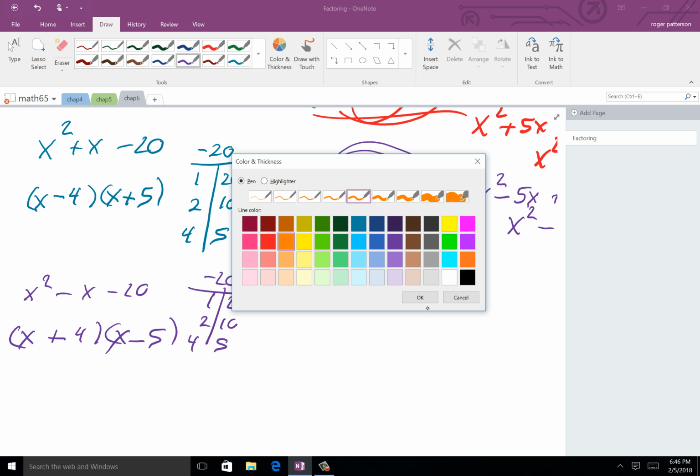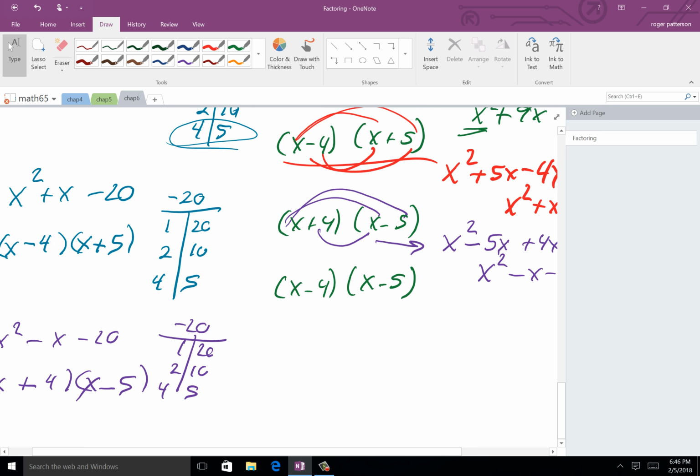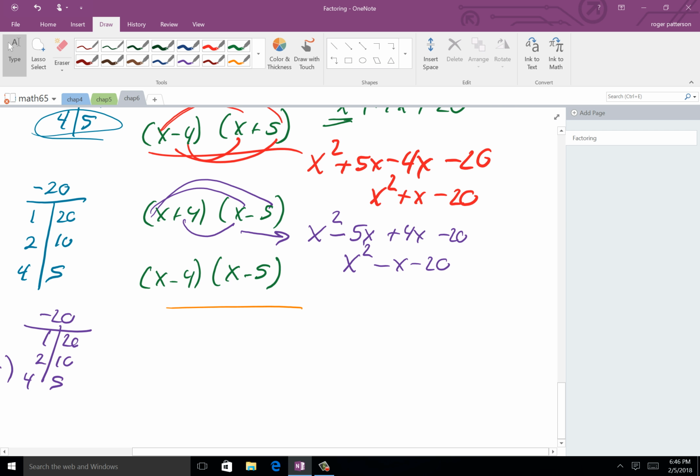Okay, so let's go here with some orange. So let's try this one out. Okay, so now we're going to FOIL again. All right, we know what we're going to get. So we're going to get x squared. Here we go. So what are we going to get inside this time? So we're going to get x squared, then what are we going to get? Yeah, minus 5x minus 4x plus 20. All right, now we're getting a plus 20. What does this combine to?